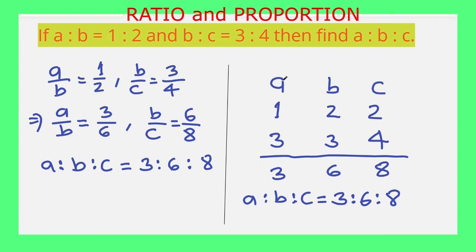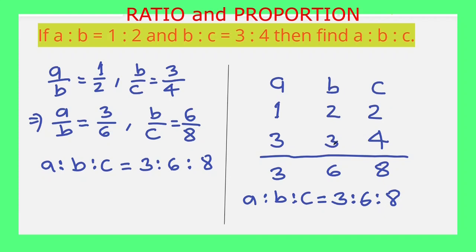In such cases where the ratios are given as in this question, A ratio B equal to 1 ratio 2, then we have to put the 2 again below C. We write A, B and C and then we repeat the last number 2 ratio 3, which is the end number. As well as the ratio given to us for B ratio C is 3 ratio 4.